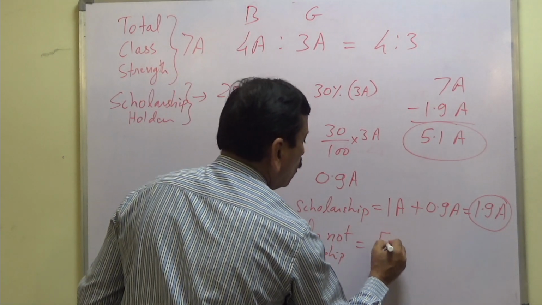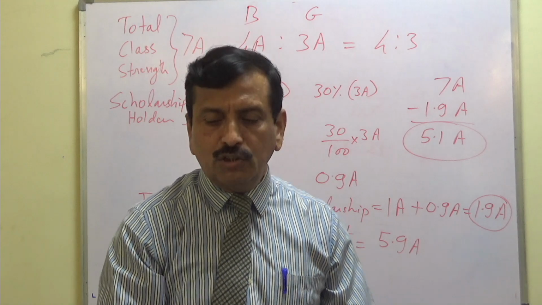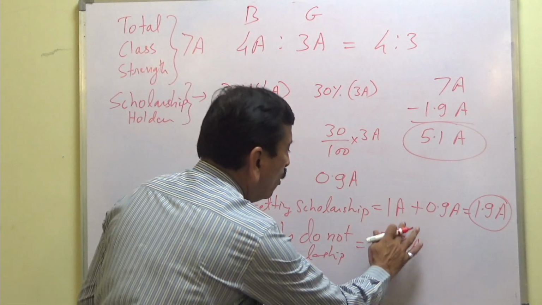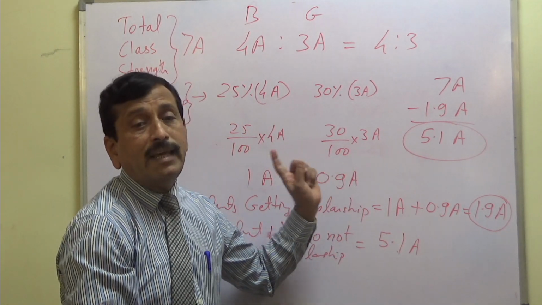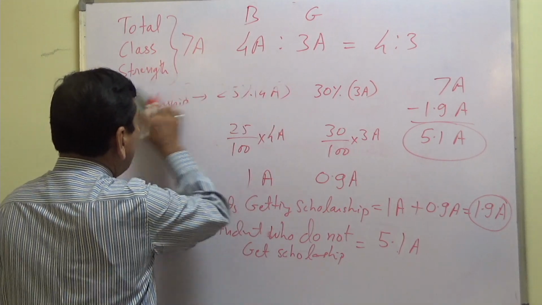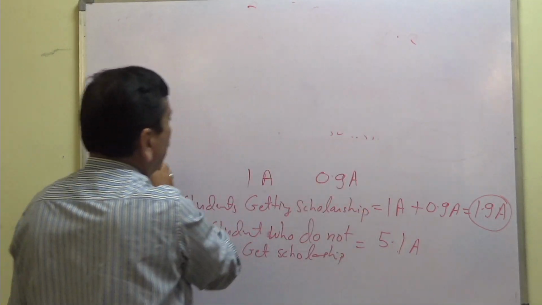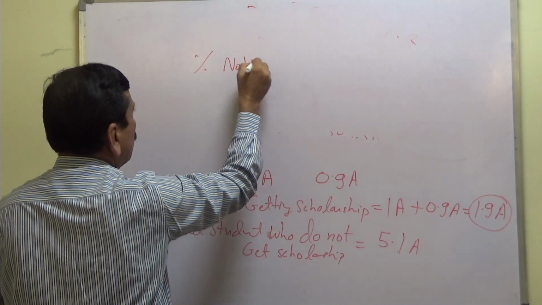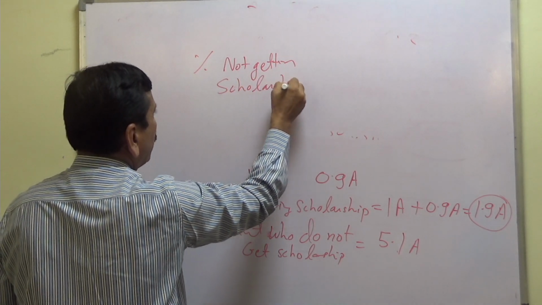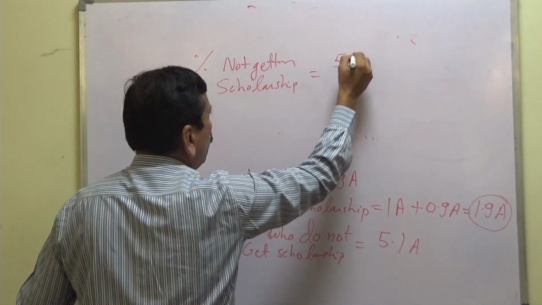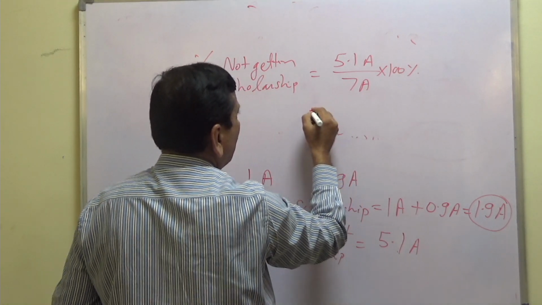That will be 5.9A. And therefore, when we talk about the percentage of the students not getting the scholarship, it will be 5.1A students who do not get the scholarship out of 7A. So the percentage of students not getting the scholarship will be the percentage of this. That is, percentage not getting scholarship is equal to 5.1A upon 7A into 100%.